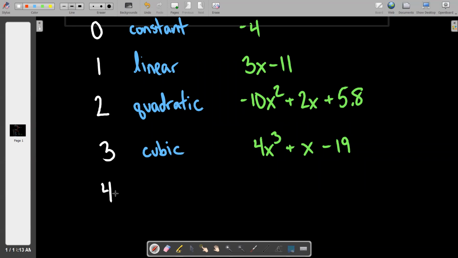4th degree, you saw also. Do you remember that one? Quartic.